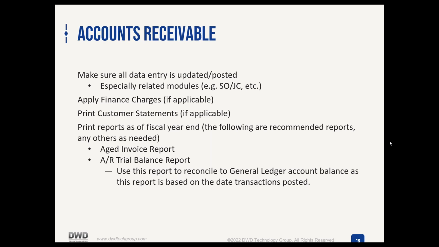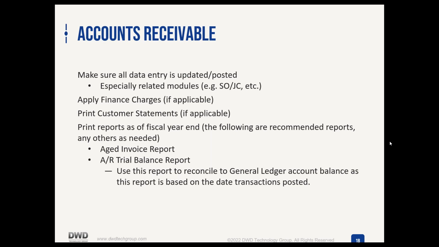Some of the reports that you would want to run as of the end of the fiscal year, or certainly as of the end of each period, very similar to the AP reports, the aged invoice report. That's the one that's based on the invoice dates. The AR trial balance report, that one is related to the general ledger posting date. And again, the ideal scenario is that the aged invoice report, the AR trial balance report, and the general ledger all tie out. And I apologize, I just noticed that a question popped up, and that's a really good one.